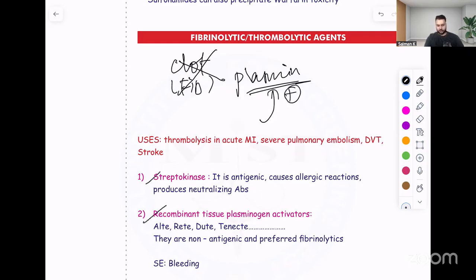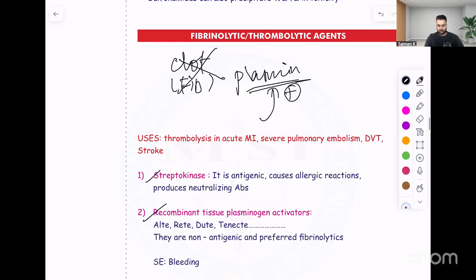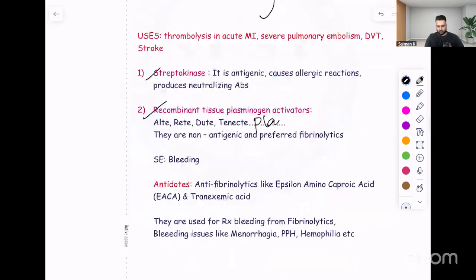Two drugs, streptokinase and TPase, they are having place in the name. Okay, alteplase, duteplase, etc. They're going to have what in the name? Place.